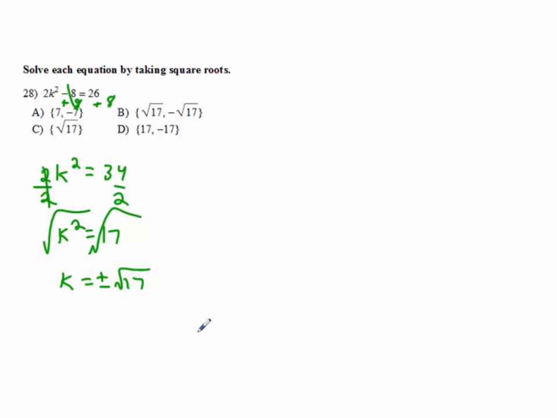Which answer choice is correct? B. Not C, because C only has the positive answer. Anytime we have k squared or x squared or whatever, it should give you two answers. And then don't forget to actually have the square root. That's why we wouldn't pick D. And A would just be a really silly choice. I don't know why we would pick A, unless we just were trying to be silly.